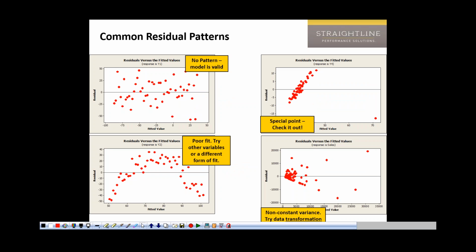Here are some patterns that you might look for. This is a sign of a good regression. There's no patterns whatsoever. I don't see any rhyme or reason to this. Here's an example of a pattern where this basically is going to show I have a poor fit.